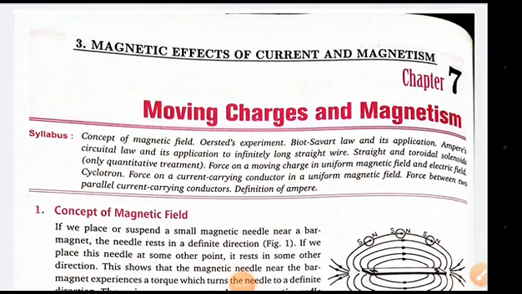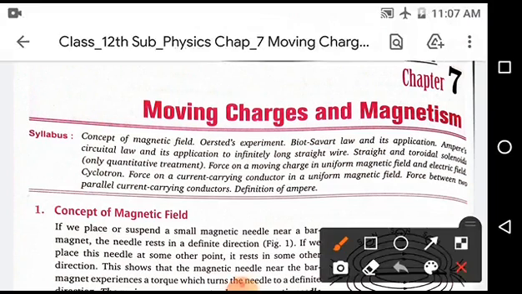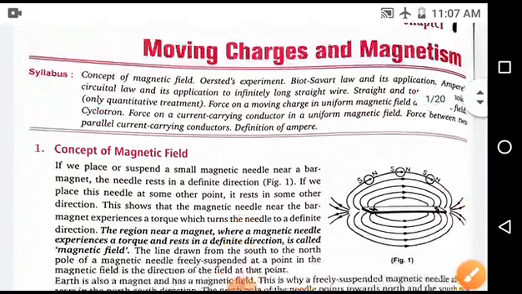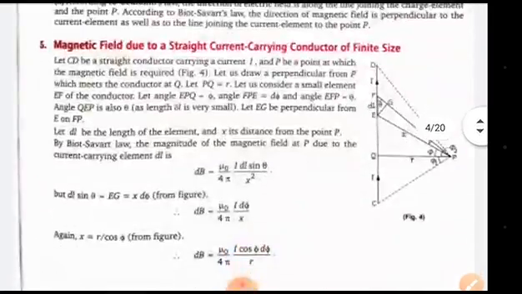In this session, we will discuss Chapter 7 of Class 12, which is Moving Charges and Magnetism. The first part of this chapter we have already discussed, and here we will discuss the second part. The rest of the topics are all completed, so we will start the last topic of this chapter, Ampere's Circuital Law.